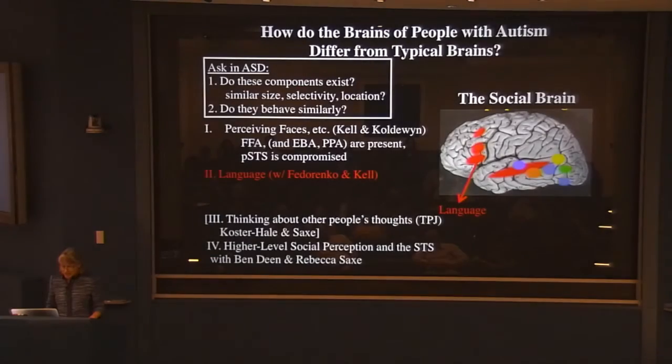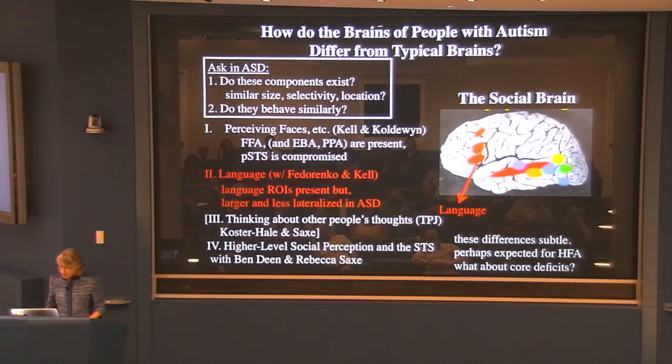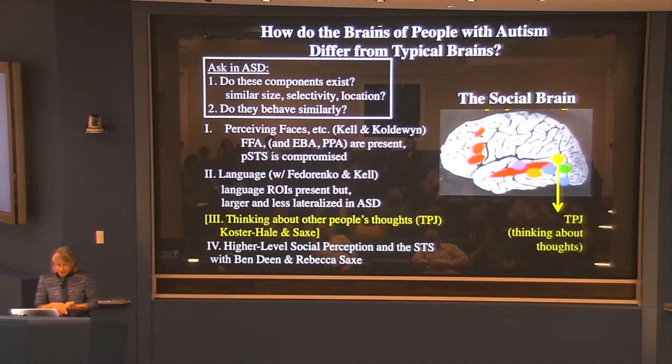And actually, this is in part why I brought up this work by Jory Koster-Hale and Rebecca Sachs. Even though it's not my work, I think it's a really beautiful illustration of how we can use subtler measures with functional MRI to find real differences between people with autism and people without.